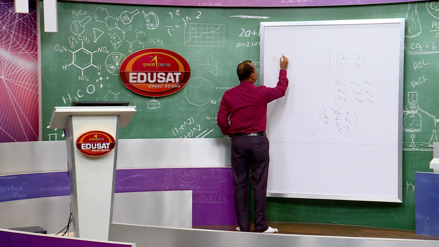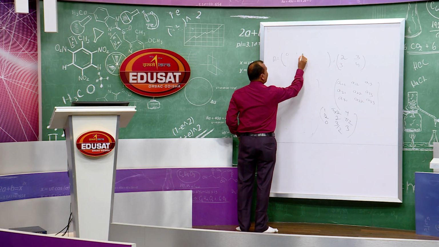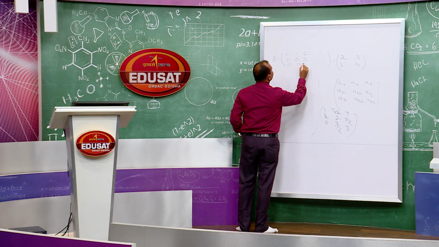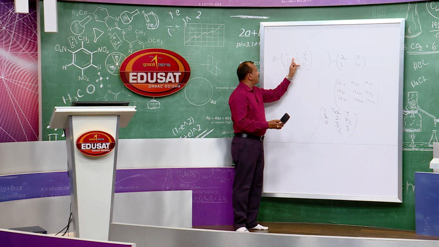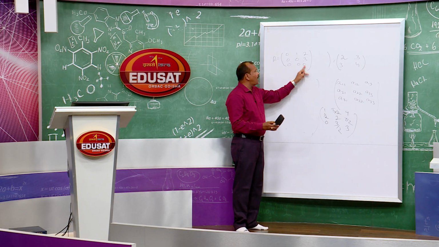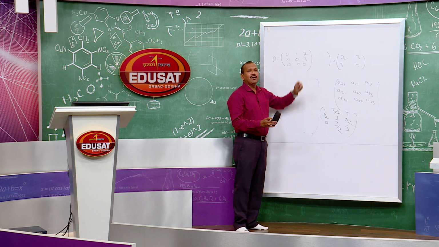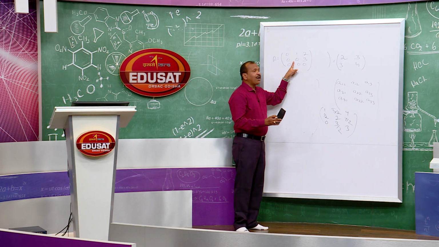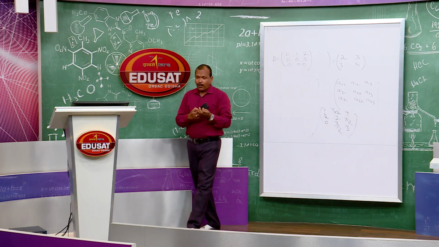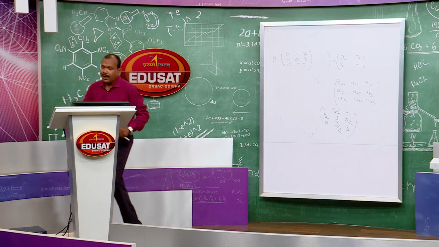Suppose A is a matrix 0, 1, 2, 0, 0, 3, 0, 0, 0. This is a square matrix. The leading diagonal elements and the elements below the leading diagonal are 0 and the elements above the leading diagonal are non-zero. So, this is a strictly upper triangular matrix. Similarly, we define strictly lower triangular matrix.